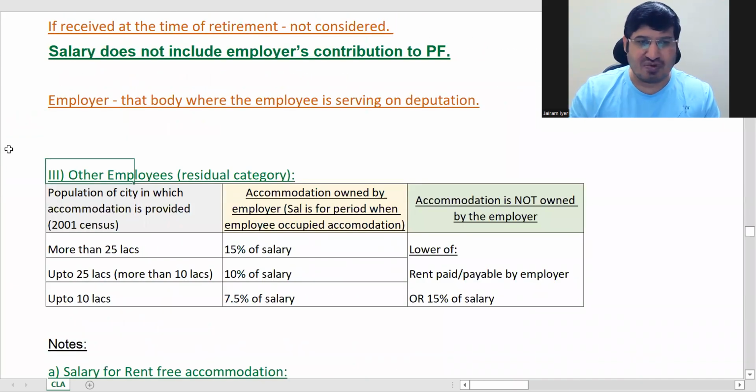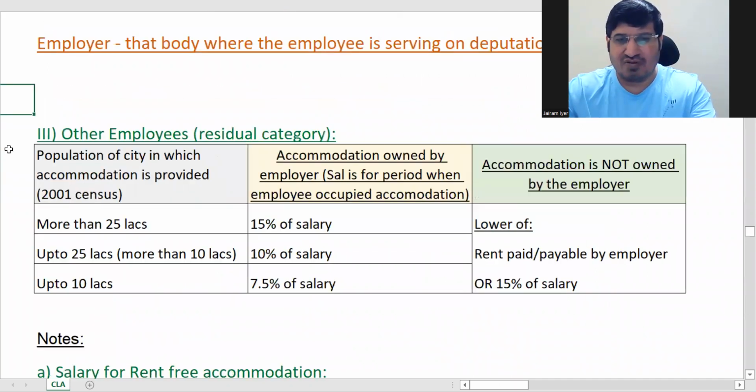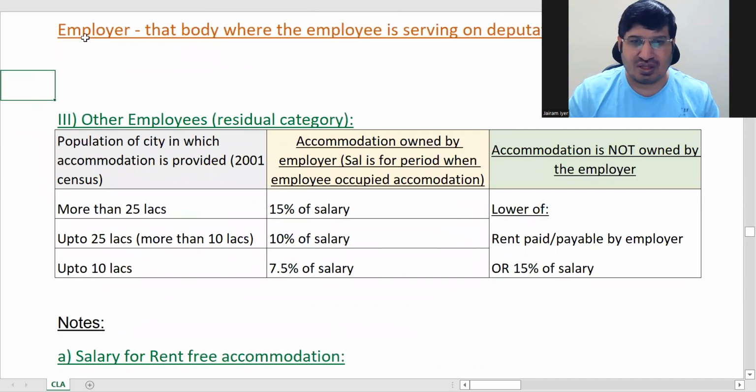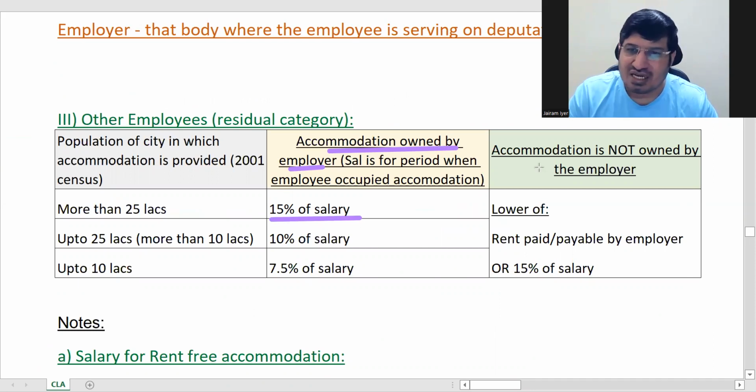See this one, other employees, correct? This is the table we are talking about. Okay, this table will be applicable here. And this is owned by employer. So what will apply is 15% of salary because it is Mumbai. Okay, and when it is not owned by employer, this is 15% as it is. Whichever be the city, this is 15% only, fixed.